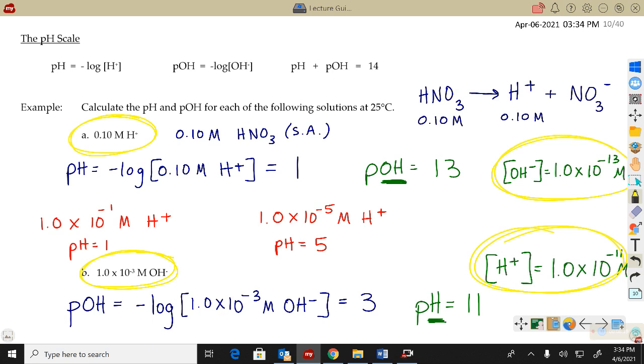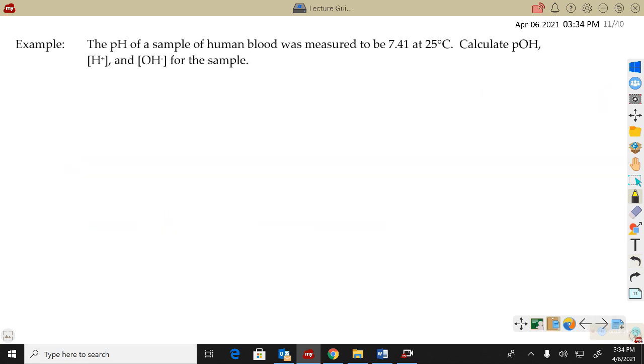Pretty fantastic, right? These three equations are super easy to use. Here's one more example. The pH of blood is measured to be 7.41 at 25 degrees Celsius. And we want to calculate all of this: the pOH, the hydrogen ion concentration, and the hydroxide concentration. All right, let's do it.